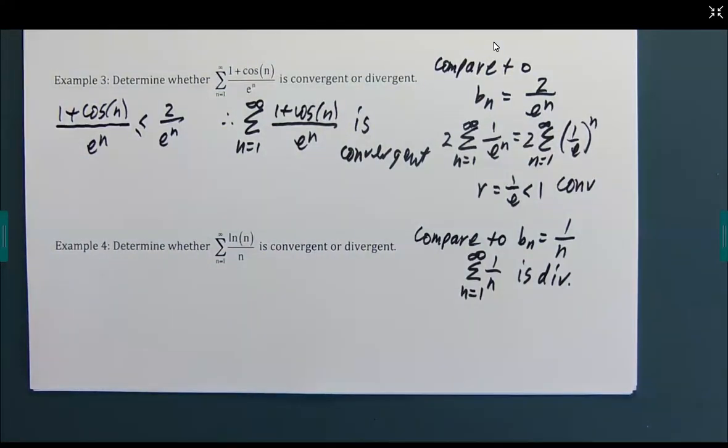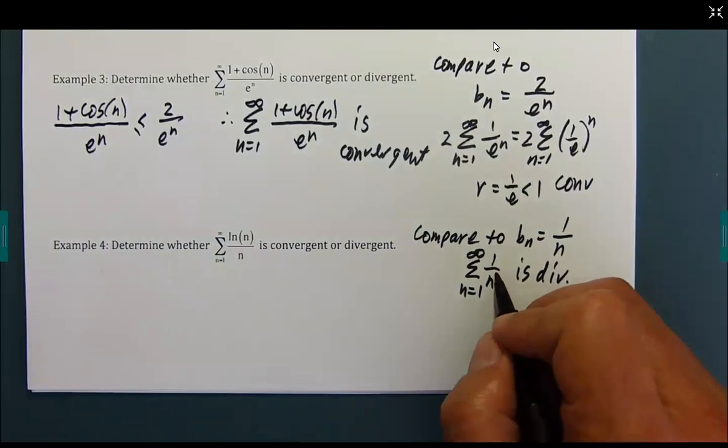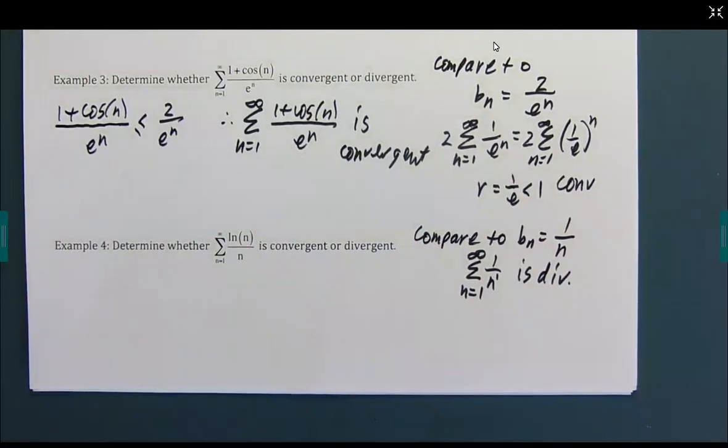We could do the integral test, and that integral will go off to infinity, so it's divergent. We could also do the p-series test. To be convergent, it has to be strictly bigger than 1. In this case, the exponent here is just 1. So this one's definitely divergent.